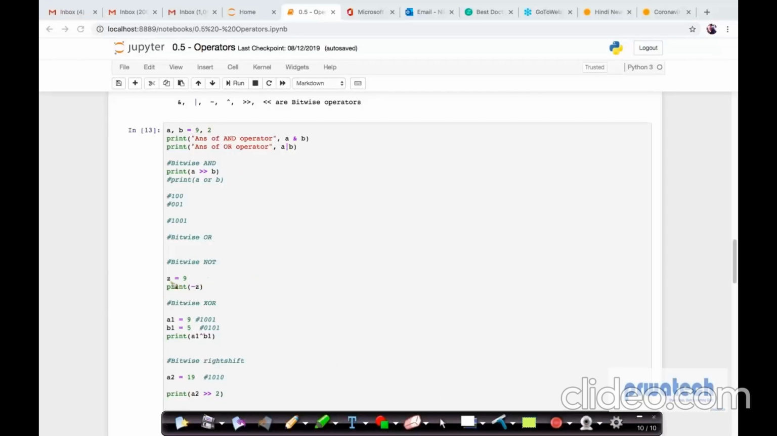Z is equal to 9 and we print not Z, right? So Z is equal to 9 and we said not Z. So remember first, whenever you say not Z in a bitwise operator, first convert this 9. When I convert this 9, it will be 1, 0, 0, 1: 2 to the power 3 plus 2 to the power 0, 8 plus 1, 9. And we'll have to add minus 1 here.